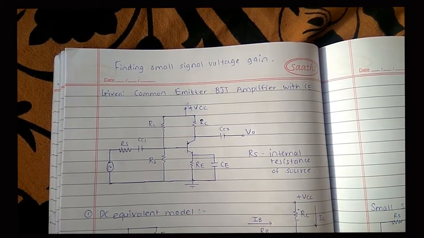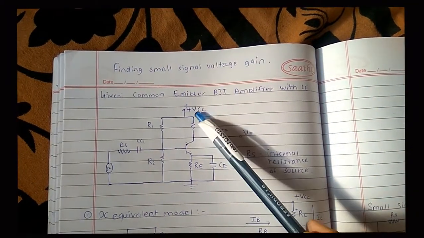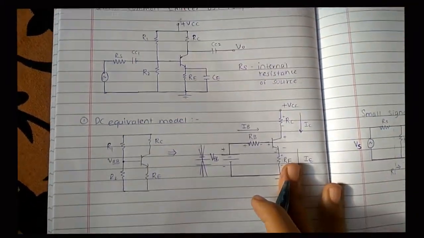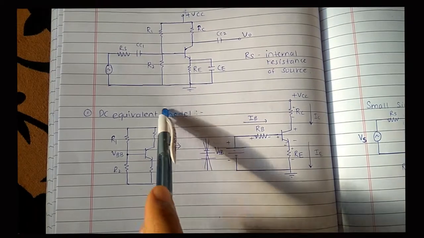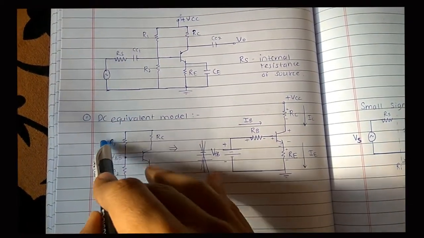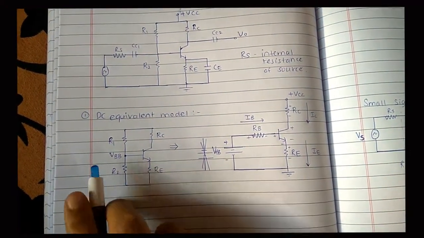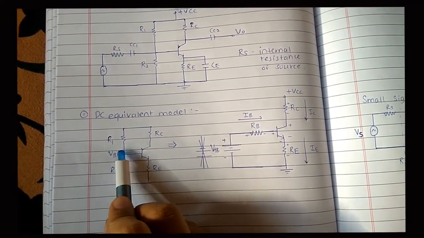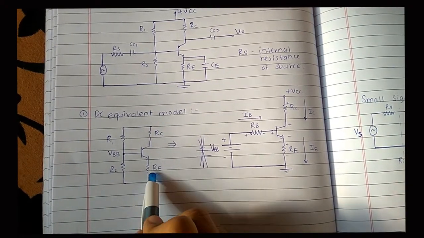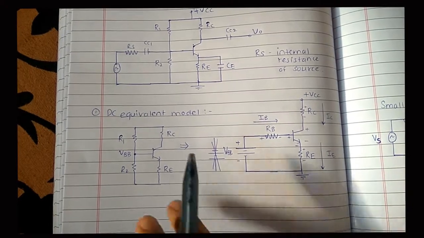So the first step to find out the small signal voltage gain of the common emitter amplifier is to draw its DC equivalent model. As we have studied in the previous lecture, the DC equivalent model will be like this. Okay, so we have to find out various circuit parameters like VBB, IC, IB, to find out the small signal parameters rπ, gm. I have explained that.